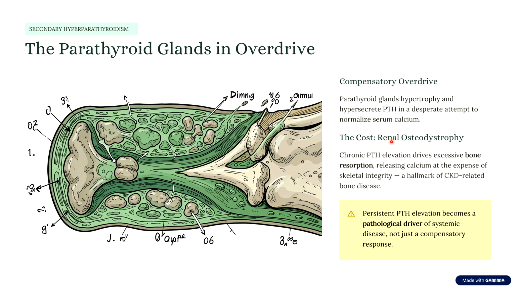What is the cost for this? Osteodystrophy. Chronic PTH elevation drives the excessive bone resorption, means releasing the calcium from the bone, which will gradually damage skeletal integrity, means there will be bone disease, and this is a very remarkable symptom in case of the CKD patient. Gradually their bones become much more fragile.